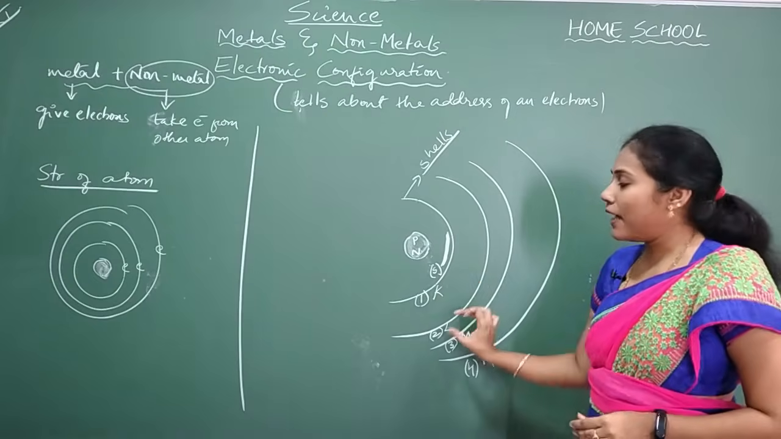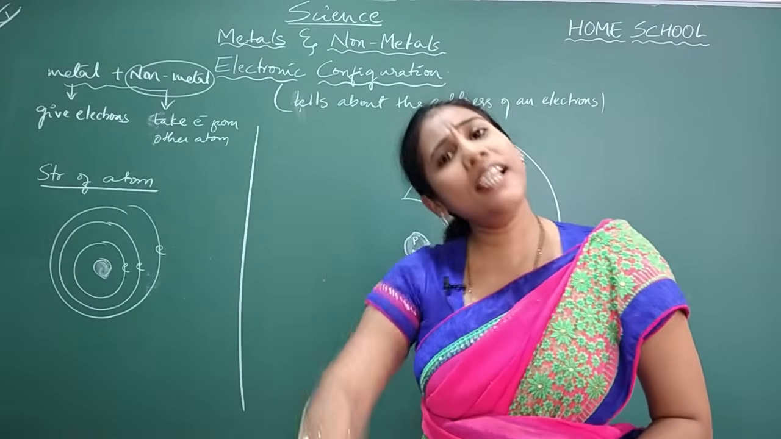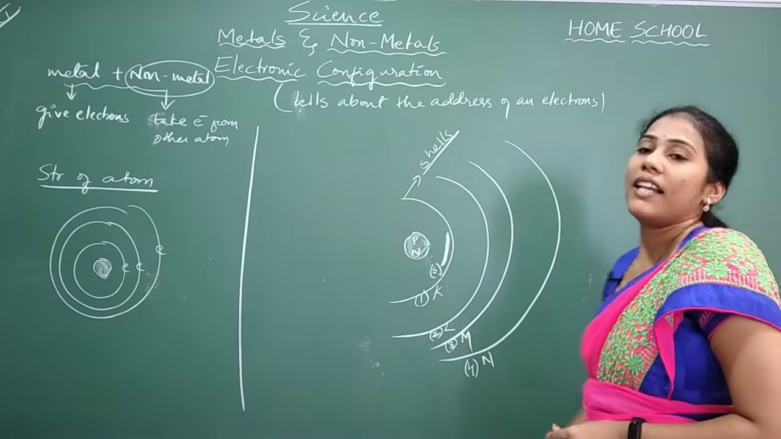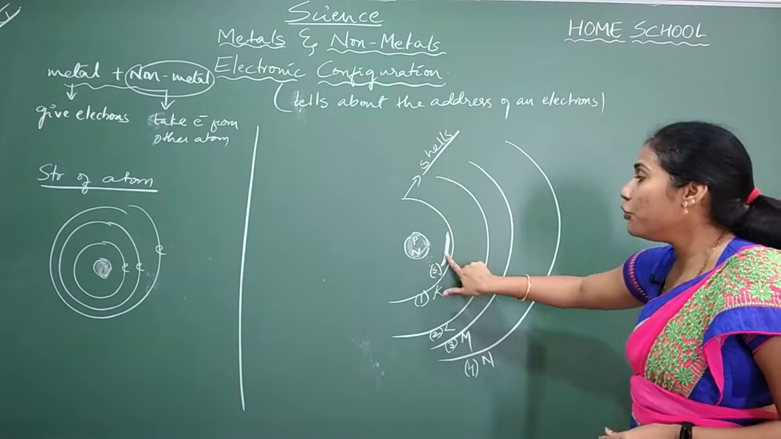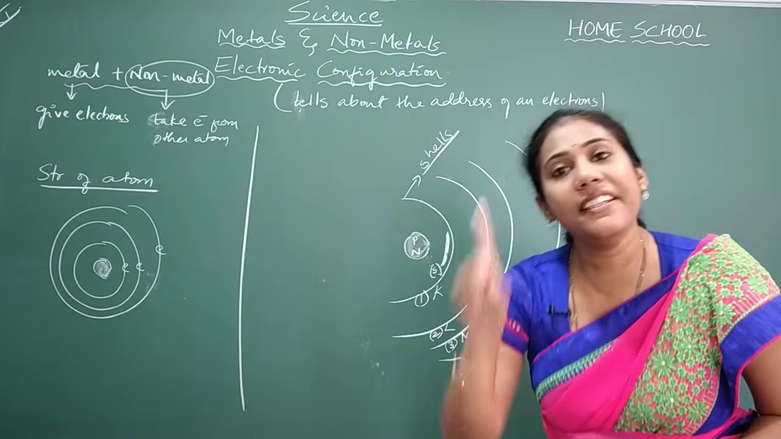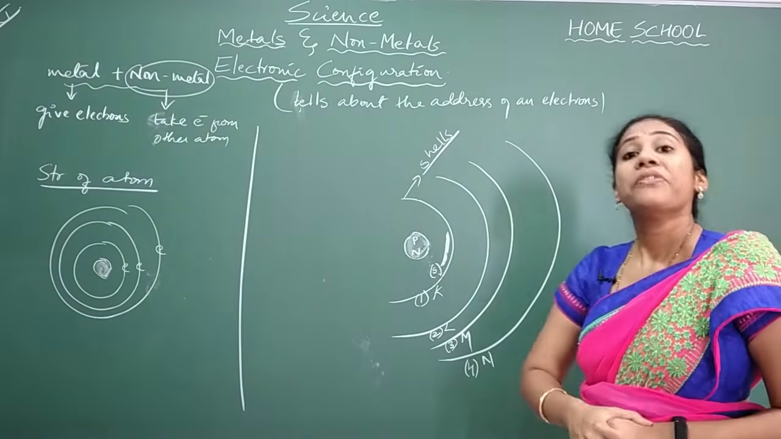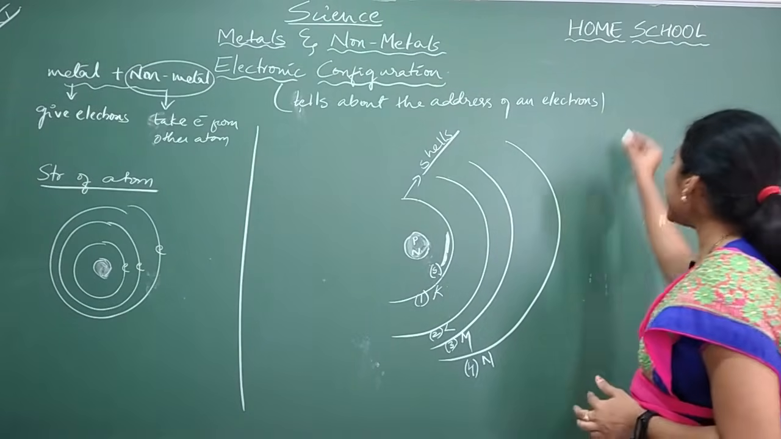The first taluk is the smallest taluk. There is only one colony. And what is that colony's name? S colony. Okay. So in the K main shell, you have only one subshell. What is the name of that subshell? S subshell. Clear?